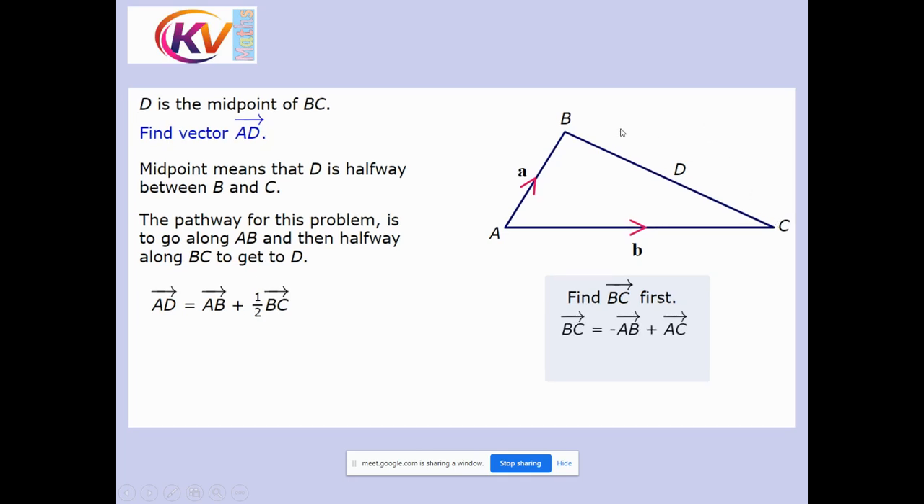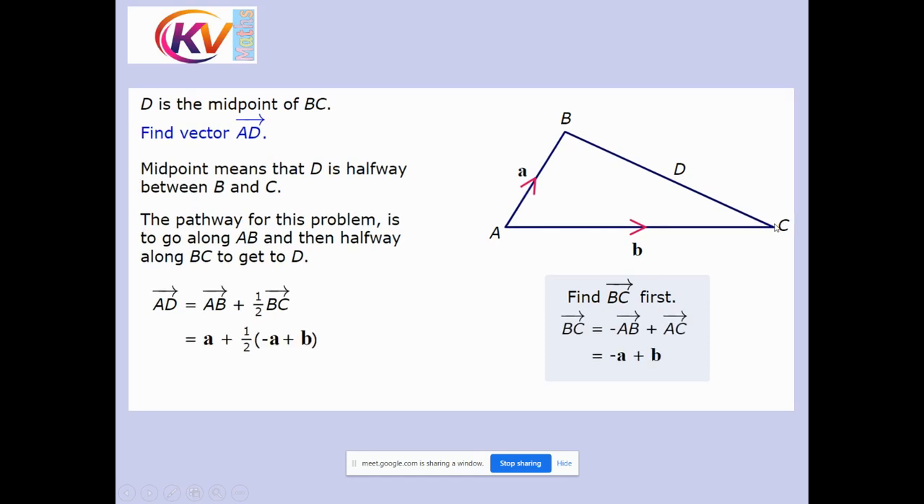So to go from B to A, I'm going the wrong way down this one, so it's negative A, and the right way along this one, so plus B. Which again, as we've said before, can be written as B minus A, so either of them.